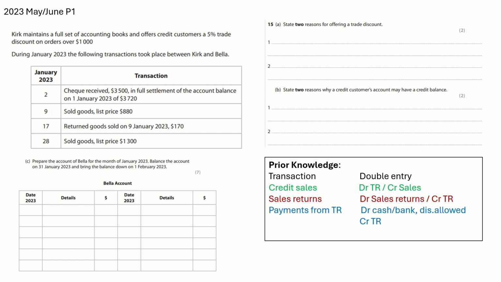Credit sales, debit trade receivable, credit sales. Sales returns, debit sales returns and credit trade receivables. Payments from trade receivables, debit cash or bank, debit discount allowed and credit trade receivables.